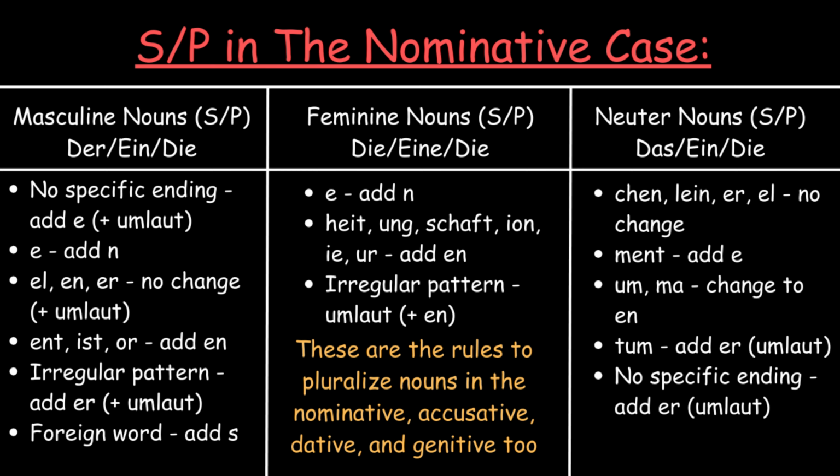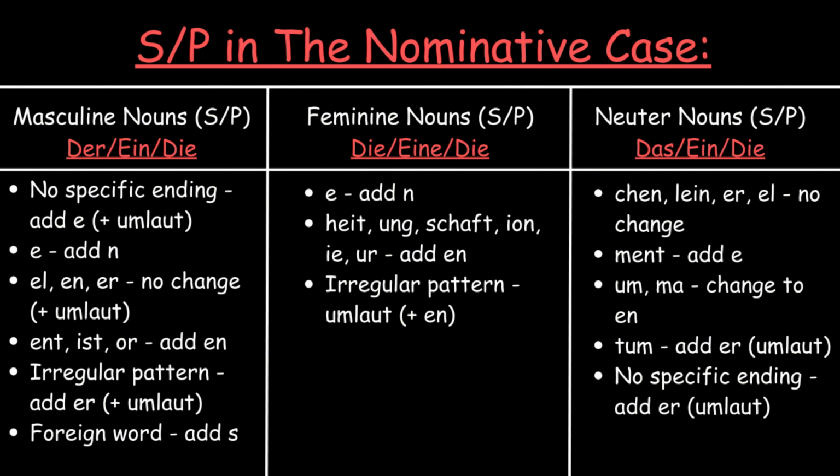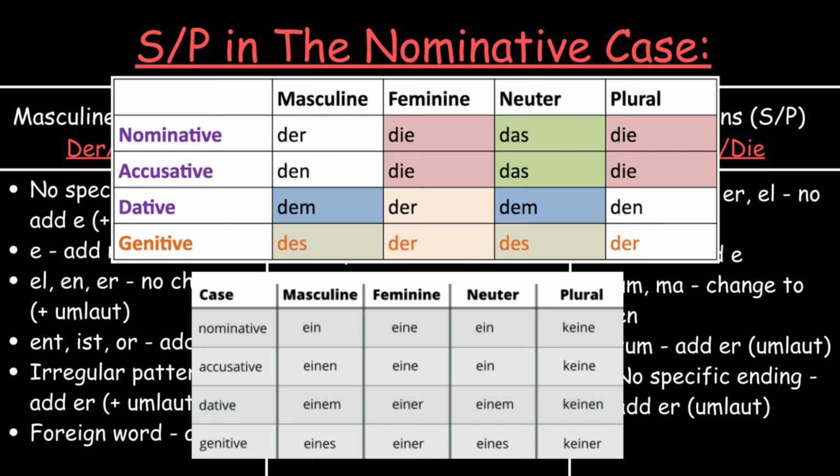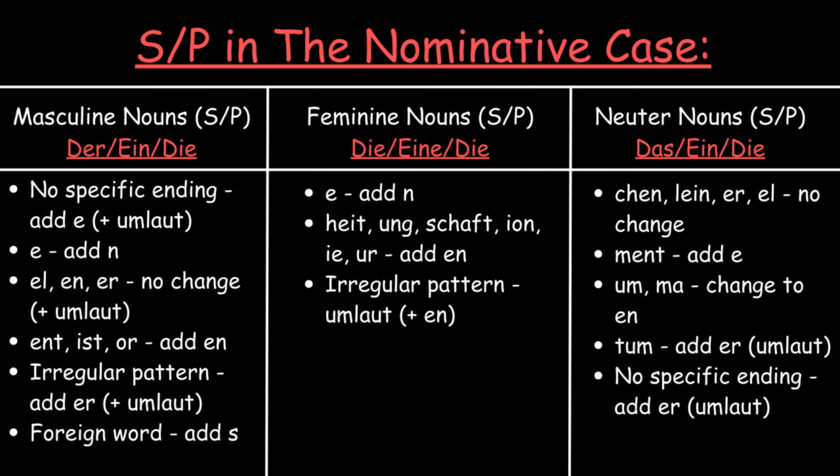These are the rules to pluralize nouns not only in the nominative, but in the accusative, dative, and genitive too. This is why it's vital to introduce them in the nominative. With this information, other cases will be much simpler to understand, because articles will change, but primarily, they will not affect nouns as much. Let's have some examples.